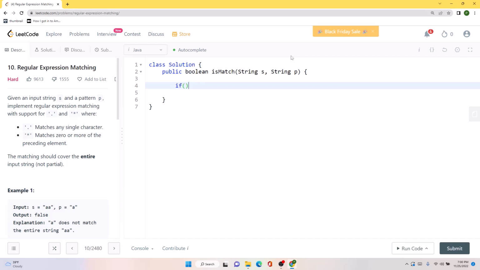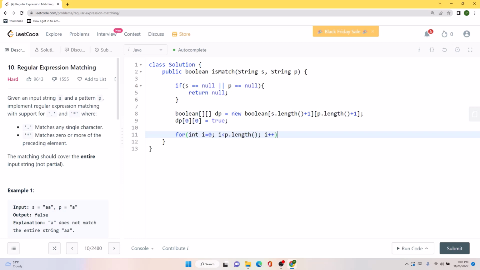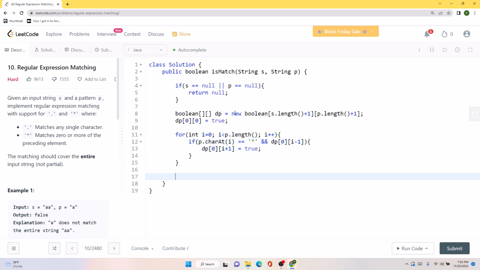First we will check for an edge case: if both the values are null, we can simply return null. If that is not the case, we are going to initialize our dynamic programming 2D array, and let's name it DP. We assign the length of S plus 1 and the length of P plus 1, and we assign the base value of 0, 0 to be true. And now let's populate the first row. So this should take care of the first column.